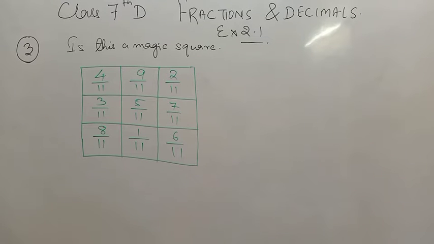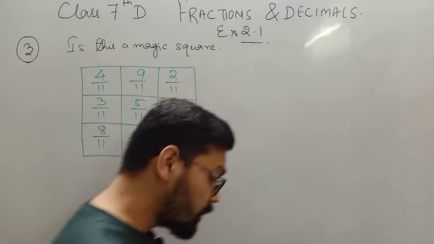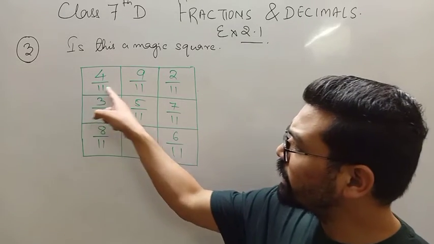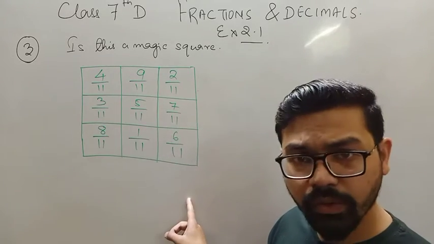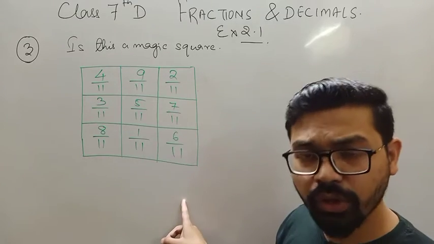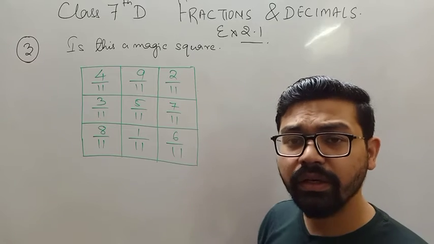Now the third question is, you just need to tell whether this is a magic square or not. Now what is a magic square? A magic square is a square in which the sum of elements in each row is equal to the sum of all the elements in each column, and the sum of the elements in each diagonal are equal.